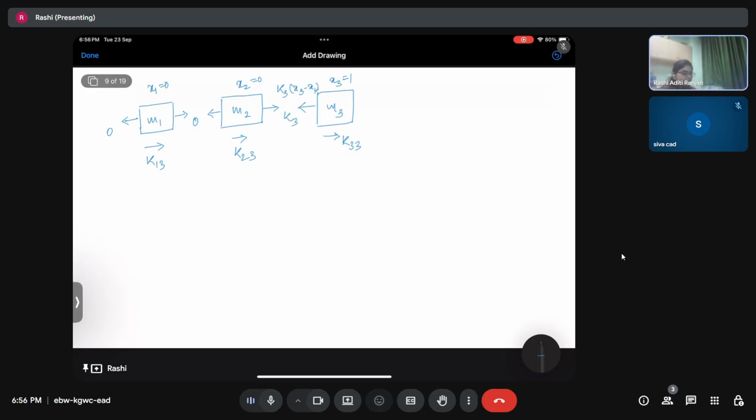So what do we get? We get k13 as 0, k23 as minus k3, k33 as k3. These are the last three set of values of the stiffness influence matrix. Now, what do we have to do? We just have to now put it together to find out the K matrix, nothing else.